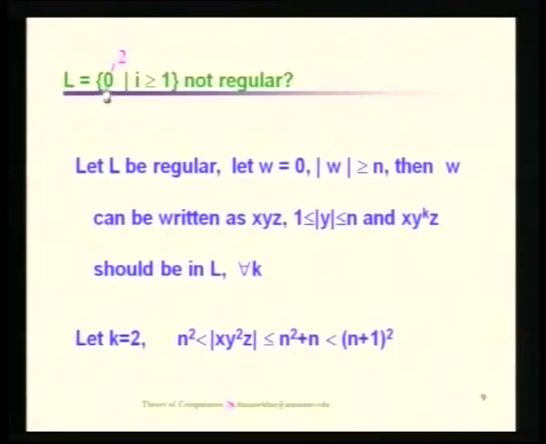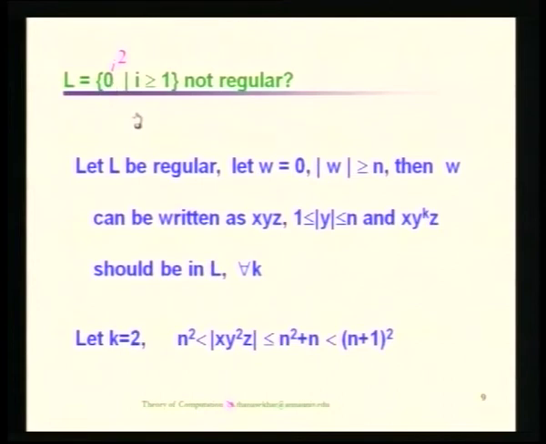So, here we have one simple example. See the language L is 0 power i square such that i is greater than or equal to 1, and we have to prove that it is not a regular language. First, you should understand what this language is. It is 0 power i square, where i takes the value from 1 to infinity. When i is equal to 1, it is 2 zeros... When i is 2, it is going to be 4 zeros. When i is 3, it is going to be 9 zeros. So, L contains the set of all strings with a perfect square number of zeros.